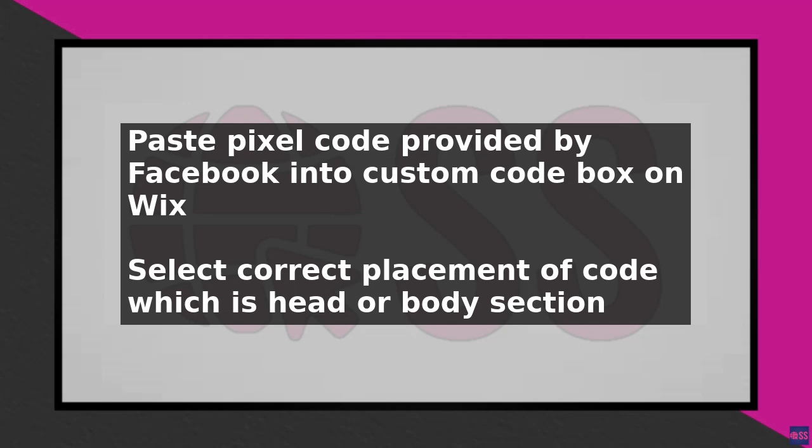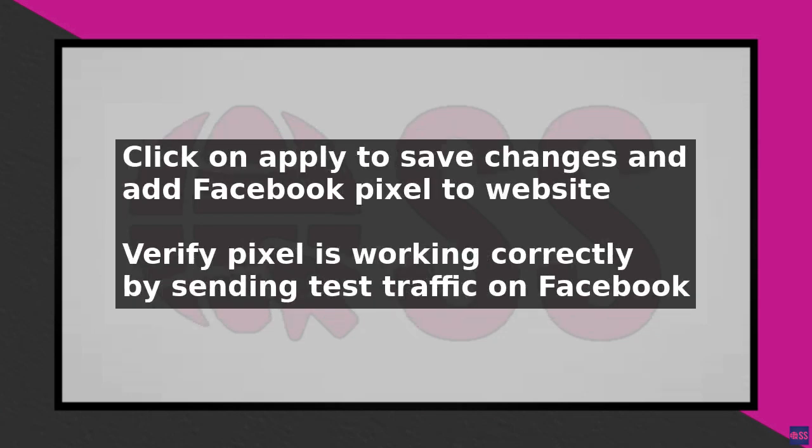To verify that the pixel is working correctly, go back to your Facebook Ads Manager account and navigate to the Events Manager section. Click on the pixel you just created and then click on Send Test Traffic. This will send a test signal to the pixel to verify that it is receiving data from your website. If the pixel is working correctly, you will see a confirmation message indicating that the test was successful.